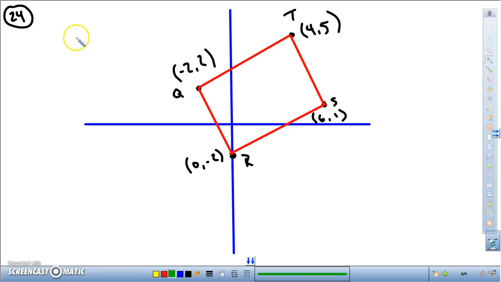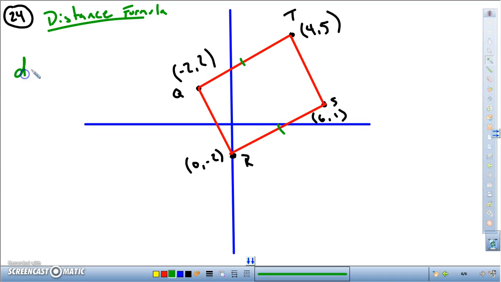For number 24, we're doing the same thing, except now we're specifically using the distance formula to determine whether or not my quadrilateral is a rectangle. But I still want to first prove that it's a parallelogram, and then if it's a parallelogram, then I can go about proving that it's a rectangle. So in this case, to prove it's a parallelogram using the distance formula, I want to find the distance from Q to T and compare that to the distance from R to S and make sure that those are the same, proving that my opposite sides are congruent.